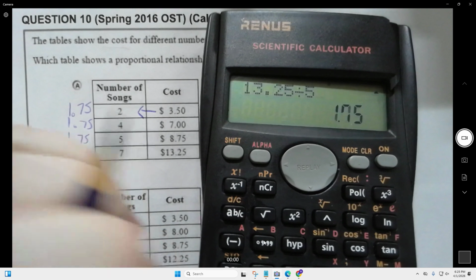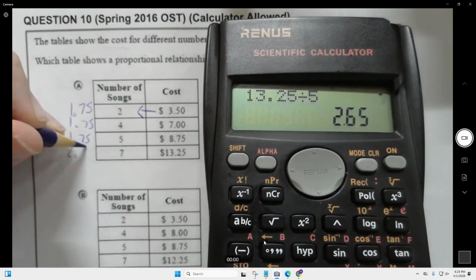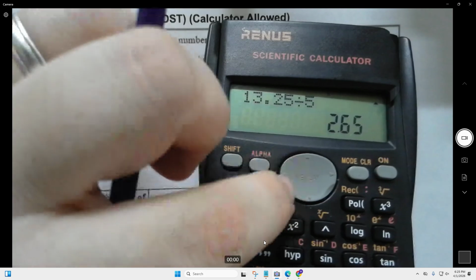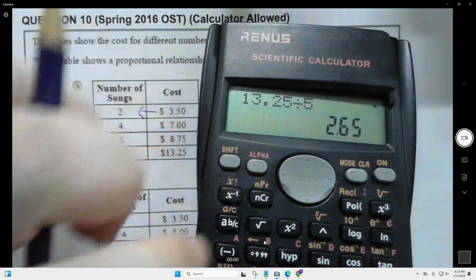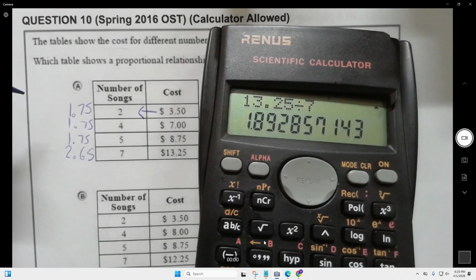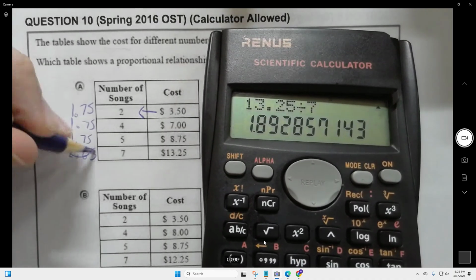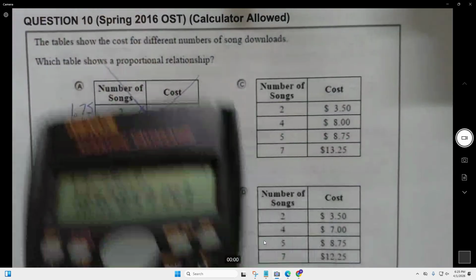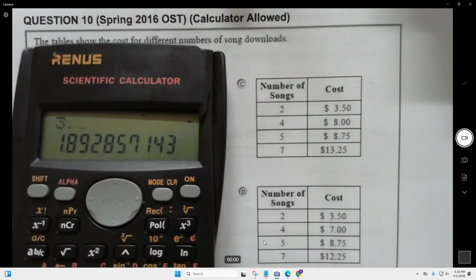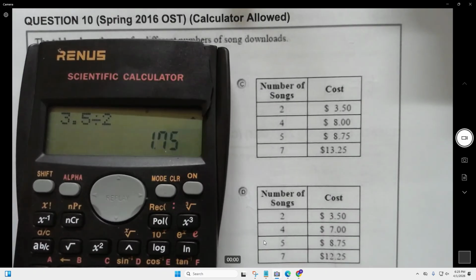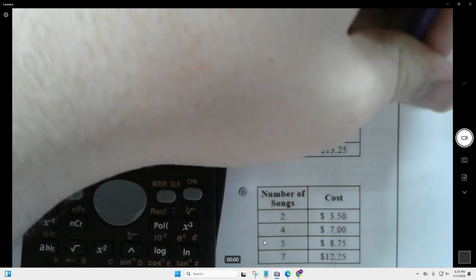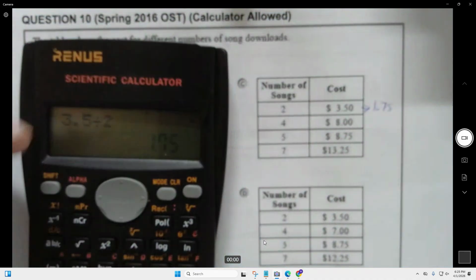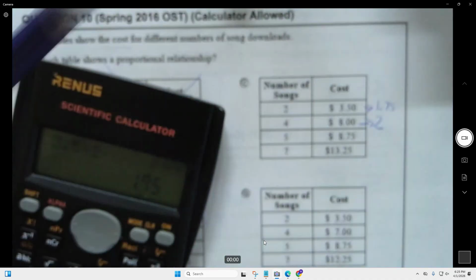13.25 divided by 5, 2.65. That's different. I'm sorry, it's divided by 7. 13.25 divided by 7, 1.89. Messes up at the very end, therefore not a proportional relationship. Next one, 3.5 divided by 2 is 1.75. 8 divided by 4, I don't even need the calculator for this one. 8 divided by 4 is 2. Not the same.